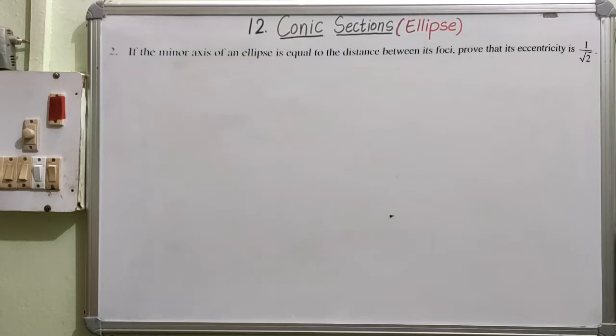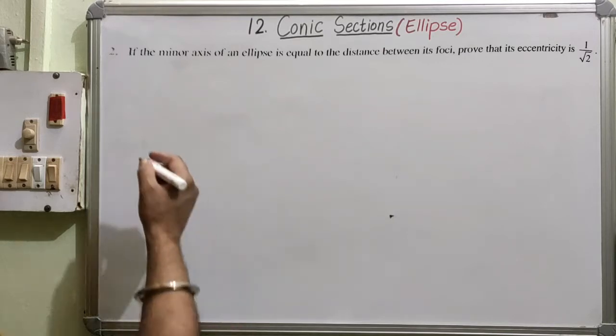Once again, see the question. If the minor axis of an ellipse is equal to the distance between its foci, minor axis is equal to the distance between the foci. If it is so, then prove that eccentricity is 1 over root 2. Right? This is question number 2.